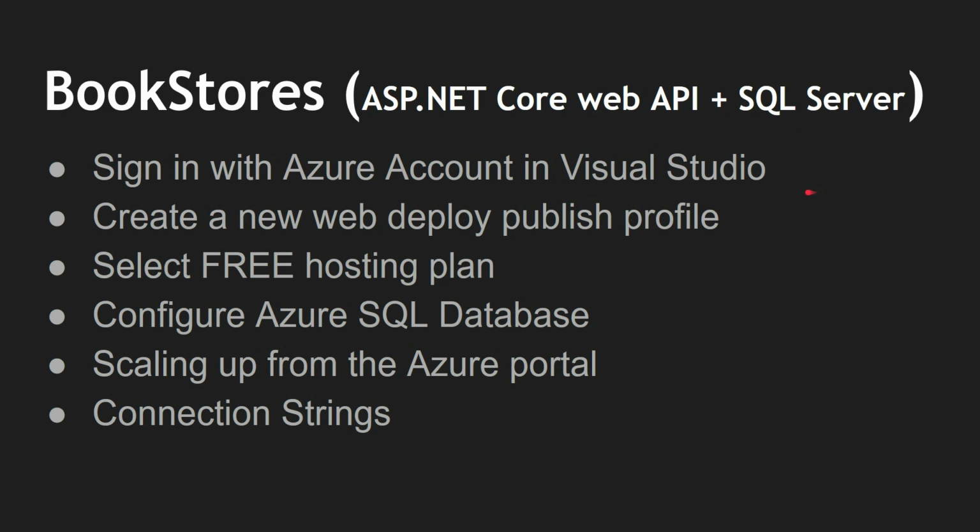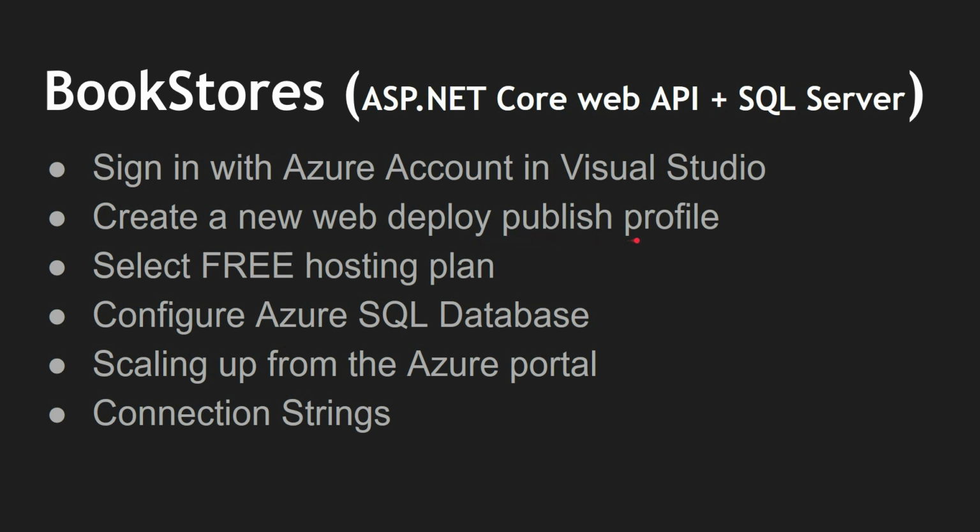Okay, so the first thing that we need to make sure is to sign in with your Azure account in your Visual Studio. First, you'll have to create an Azure account, of course, and then I'll let you know how you can sign in with your Azure account in your Visual Studio. Then we'll create a web deploy publish profile, which will be an Azure profile. And if we publish using this profile, it should publish as an Azure App Service on your Azure account.